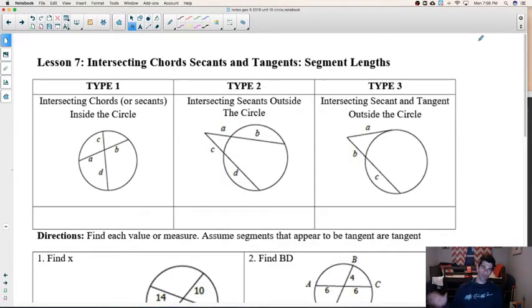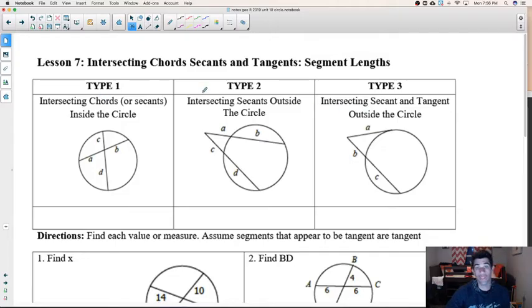Mr. Cornell here to go over some more intersecting chords, secants, and tangents, except now we're going to figure out some physical lengths of those created segments. And in the last video, we looked at some angles, so it's similar concepts, but now we're going to actually start figuring out lengths of those segments.